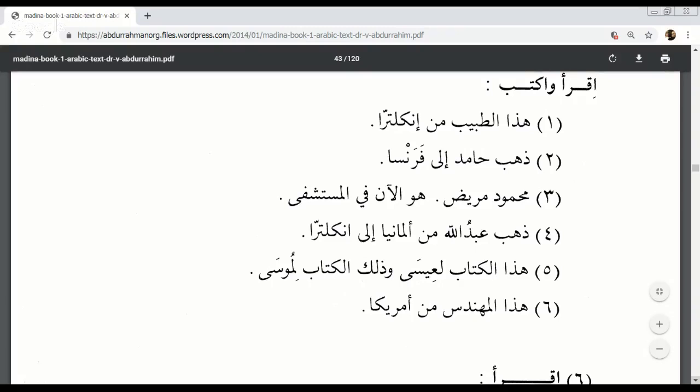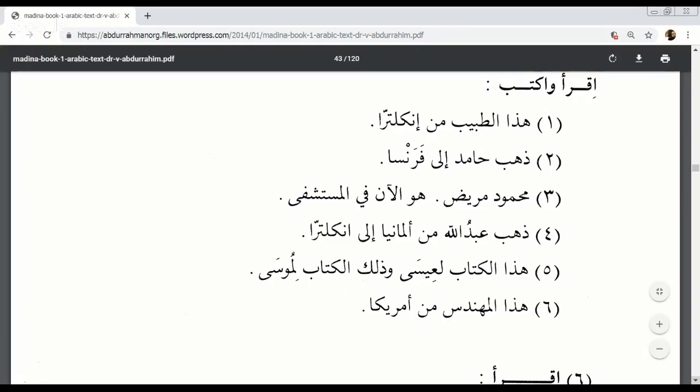And that means? So this is a doctor from England. Well, it's not a doctor because it has the alif lam. Alif lam means the. So we just say this doctor. This doctor is from England. Yep, good. Okay, and go ahead, Aisha.